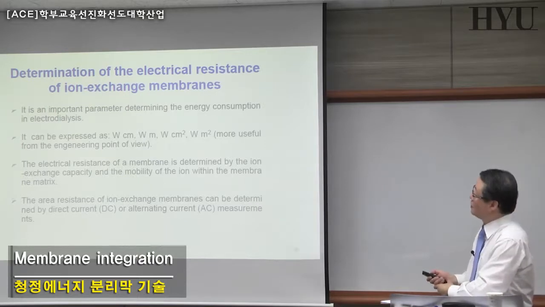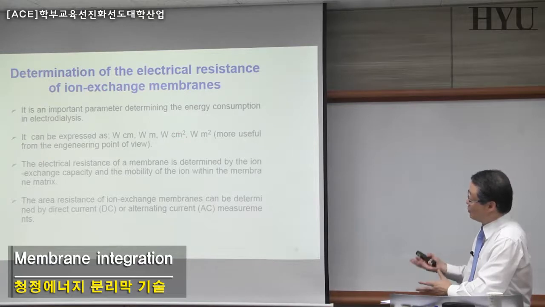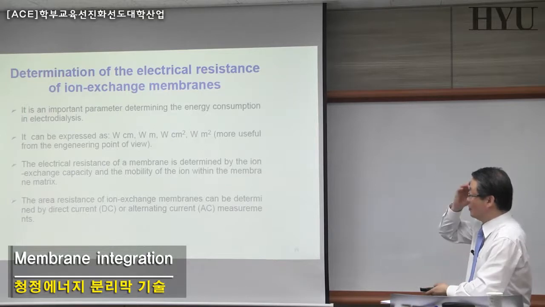is another parameter in the electrodialysis, such as the electrical resistance. Well, we need to know about the units, such as ohm centimeter, ohm meter, ohm square centimeter, ohm square meter, stuff like that. The square terms are much more useful from an engineering point of view, whereas ohm meter or ohm centimeter is good from the academic point of view.